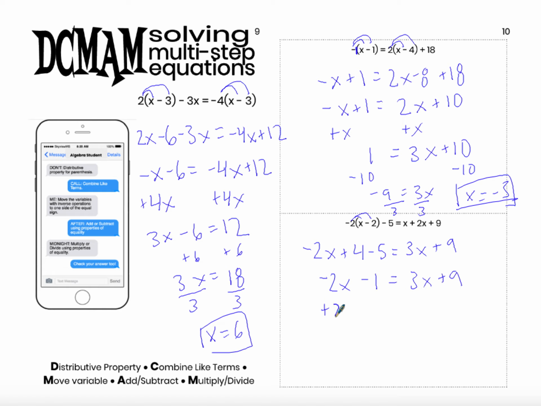My midnight, I add 2x to both sides. Subtracting 9. And then I have my final solution, which is negative 2.